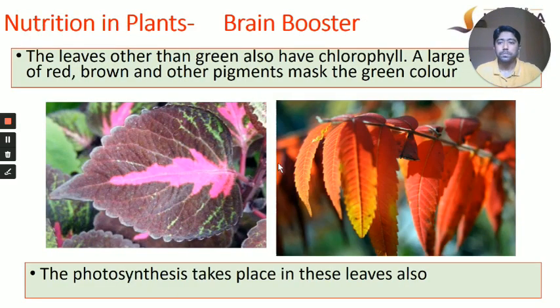Now, the leaves other than green also have chlorophyll. A large number of red, brown and other pigments mask the green color. That means those leaves that are not green also possess chlorophyll. Okay, but due to the presence of some other colored pigments, red, brown and others, the green color is not so visible. Photosynthesis takes place in these leaves also.